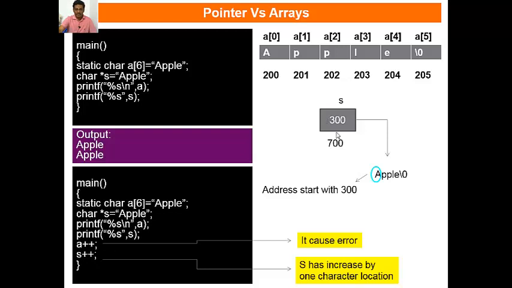s plus plus means s equal to s plus 1. That is 300, and it is a character type, so in the next location we just add 1 byte only. So 300 plus 1 is 301, and the new value of s is 301. If we print from s, it displays pple only, starting from 301. If we print printf percentage s comma s, it displays pple. It does not display the first a, because it starts from 301 and ends with backslash 0. So we cannot change the base address of an array, but we can change the address of a pointer variable.